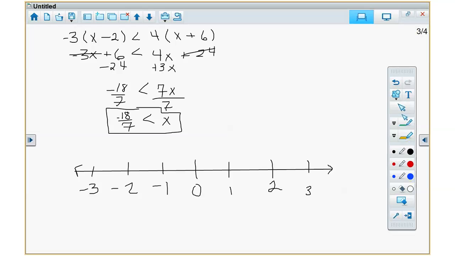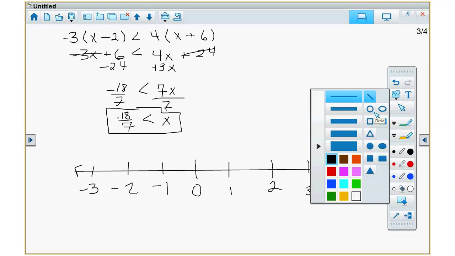Now, we've already said that negative 18/7 is about negative 2.5. So I'm going to take my handy dandy circle maker, divide 7 into 18. That'll be 14 and 4/7. And 14 and 4/7 is just like 4/8, which is a half. So 2.5 is where?